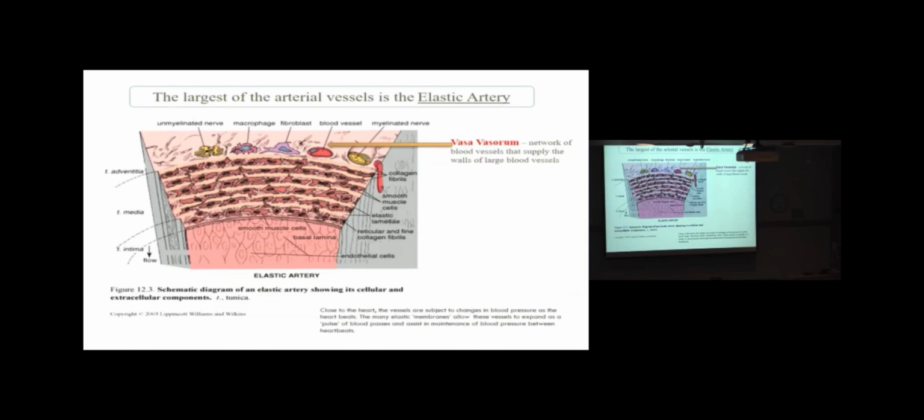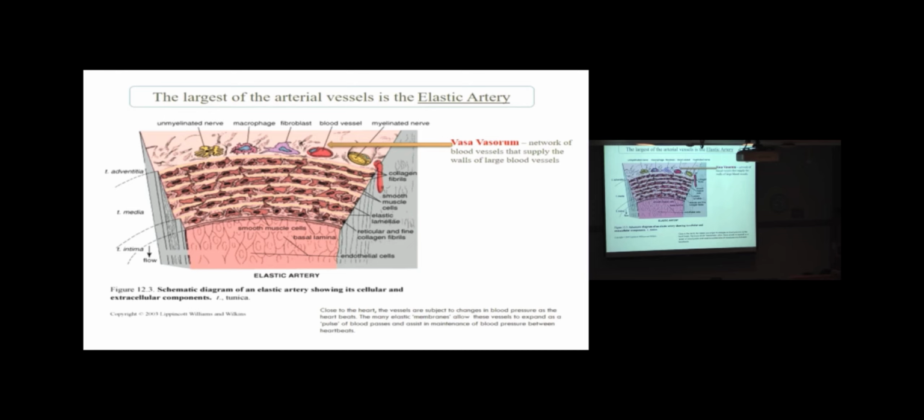Okay, so let's start with elastic arteries. So elastic arteries have an intima. So the intima goes from about here to here. It's an endothelial layer with some connective tissue and smooth muscle cells underlying it. And then it has an incomplete internal elastic lamina, which is not indicated here very clearly.